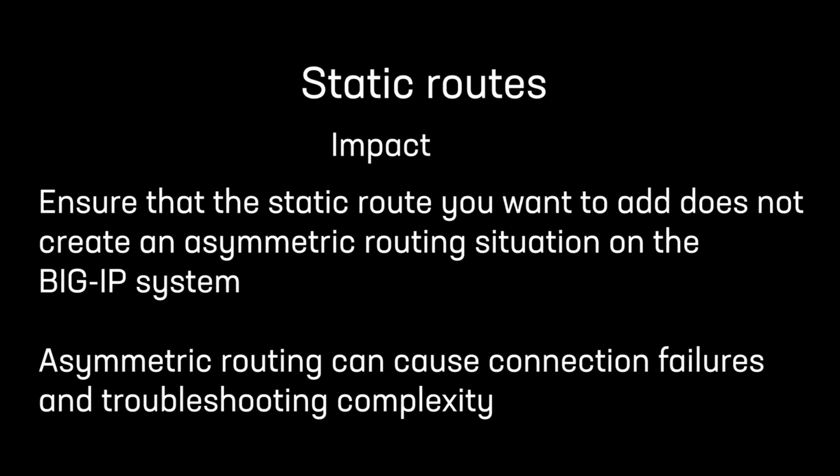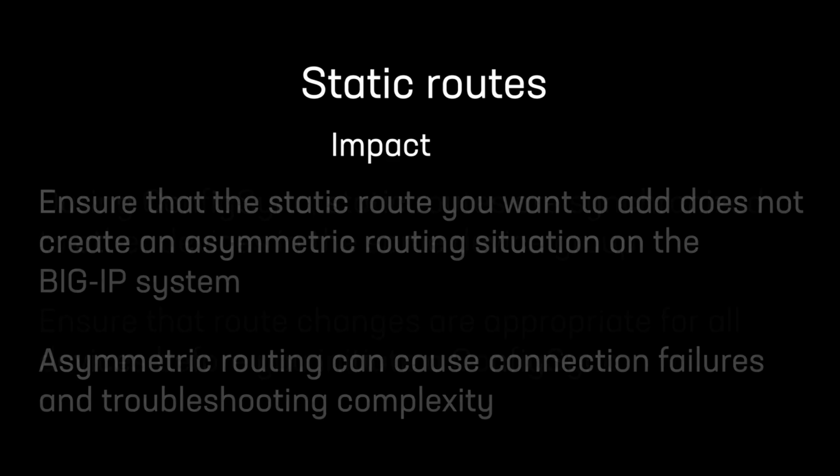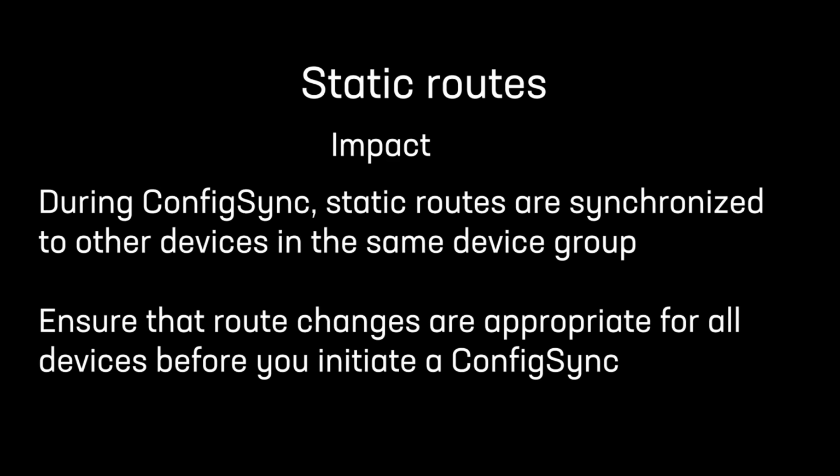When adding static routes, ensure that the static route you want to add does not create an asymmetrical routing situation on the BIG-IP system. Asymmetrical routing can cause connection failures and troubleshooting complexity. During config sync, static routes are synchronized to other devices in the same group. Ensure that the route destinations are appropriate for all devices before you initiate a config sync.